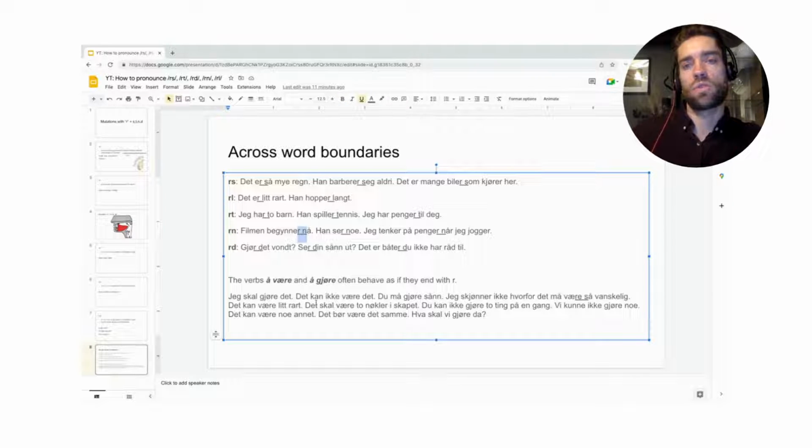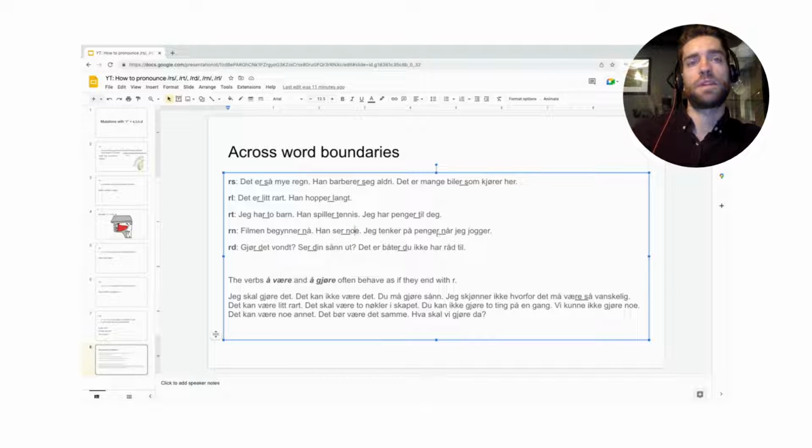RN. Filmen begynner nå. Filmen begynner nå. Han ser noe. Or more informal, han ser no. We usually shorten noe to no. Han ser noe. Jeg tenker på penger. Jeg tenker på penger når jeg jogger.